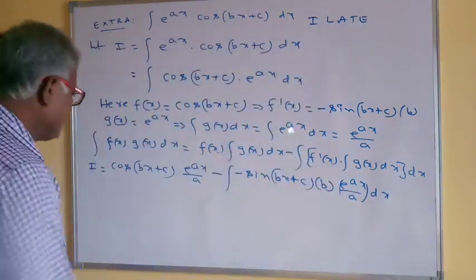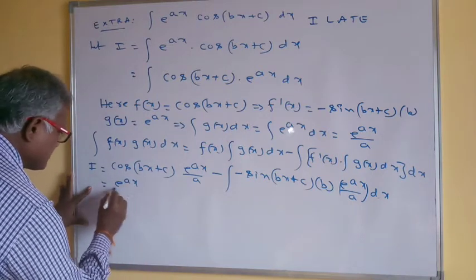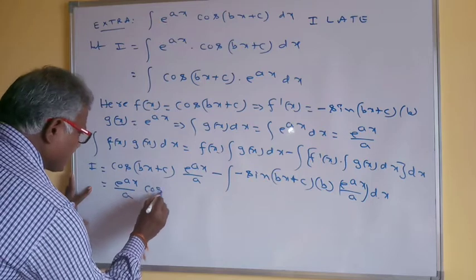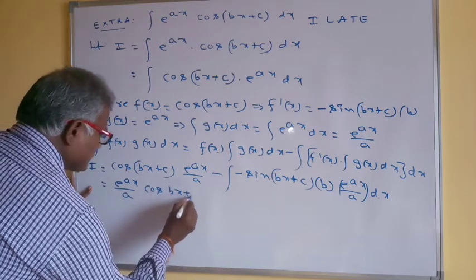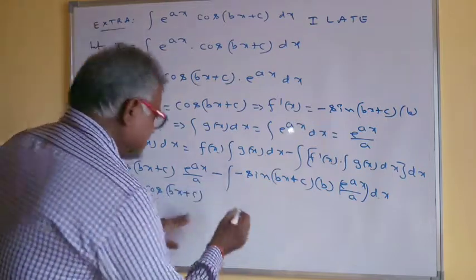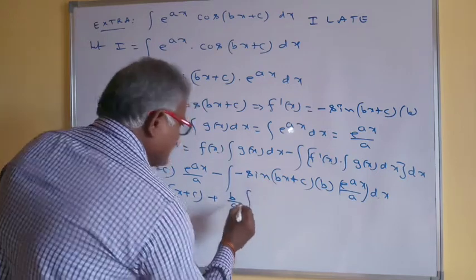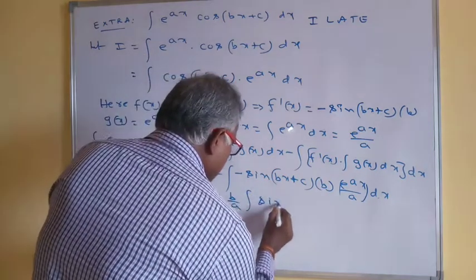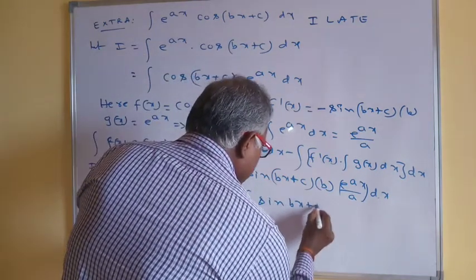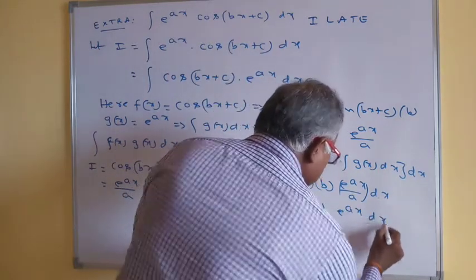Here e power ax by a into cos(bx plus c). Here also you see minus into minus is plus. So b by a is a constant. So b by a into sin(bx plus c) into e power ax dx.